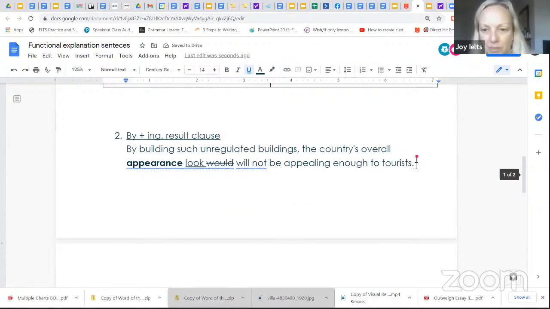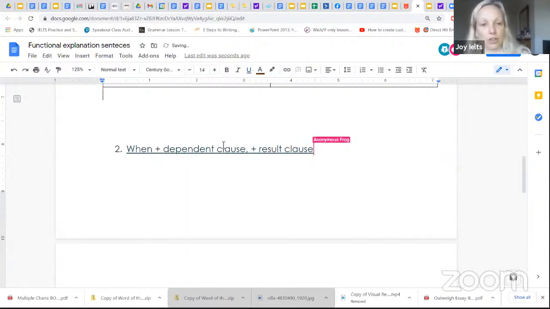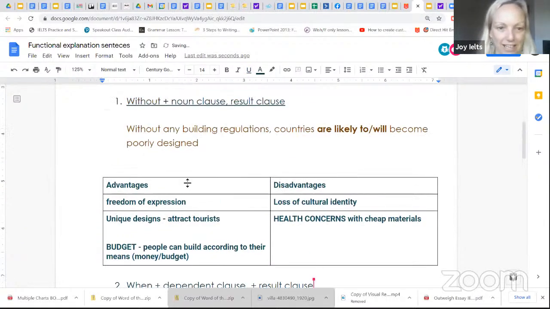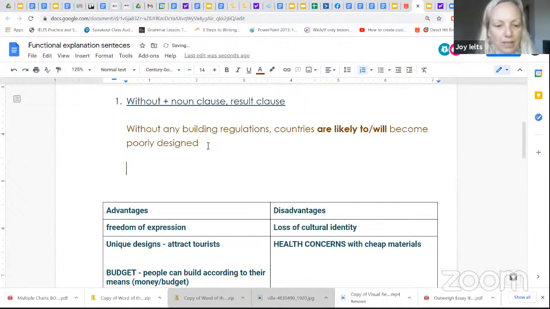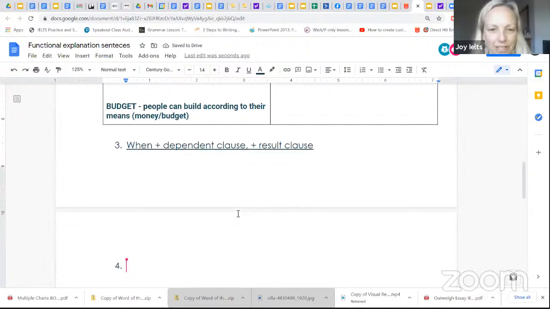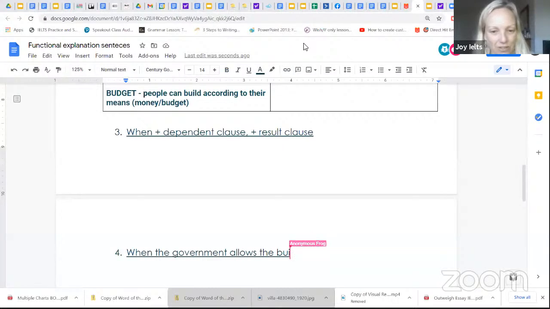So I'm going to move this one above, and we're going to do the "when". And anybody who's got the document can write, and you can write in the chat box as well. So we could say "when", so we need a dependent clause. So we need a subject and a verb. When there are no regulations, or good, nice, when the government allows, good.